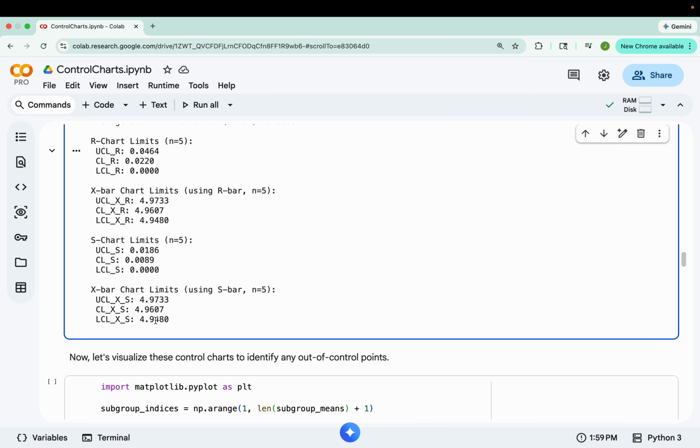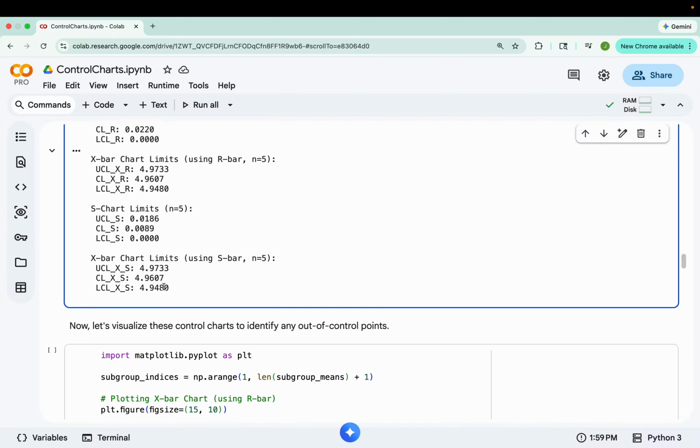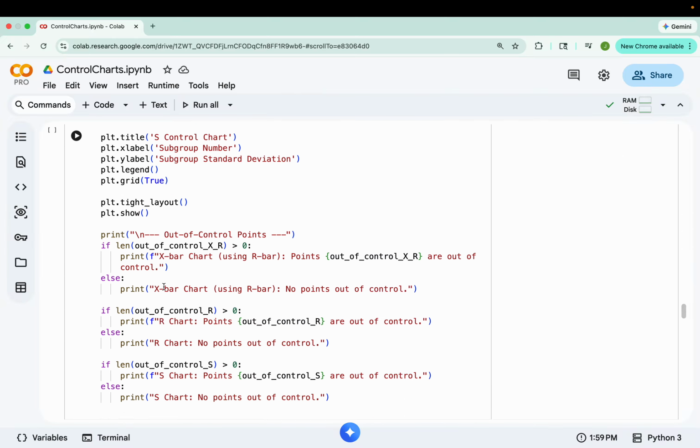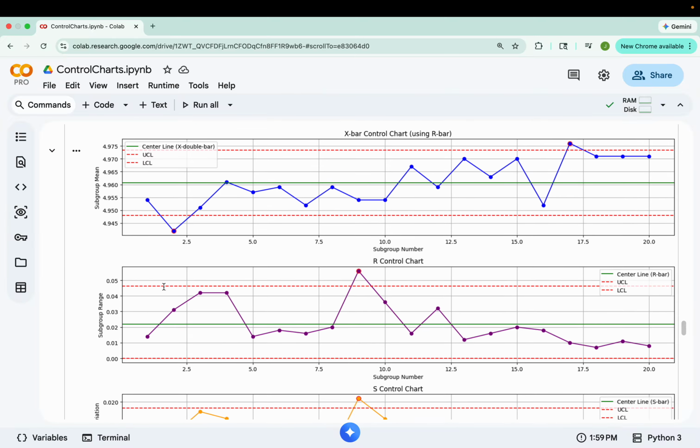Okay, and then they also calculate the X bar chart using S. Okay, and you're welcome to use either. I slightly prefer the S because you can typically do either when you have the raw data. Now you want to visualize it. This is what the graph looks like over 20 weeks.